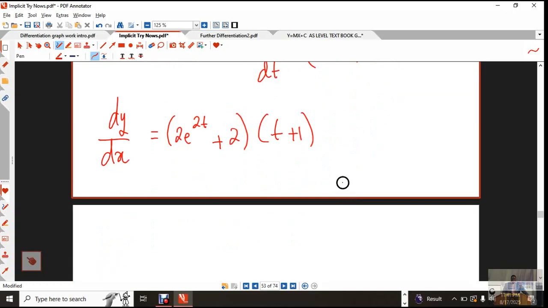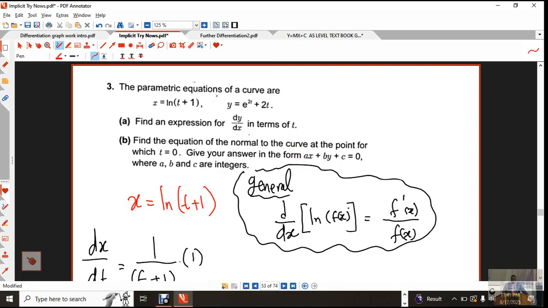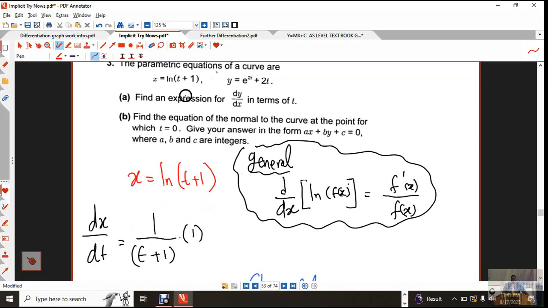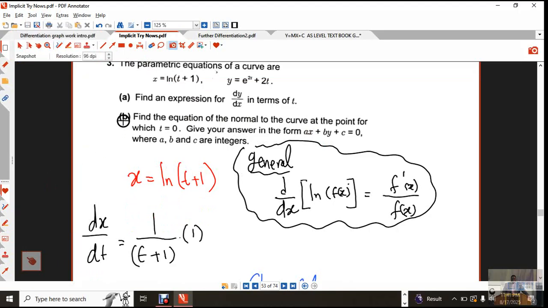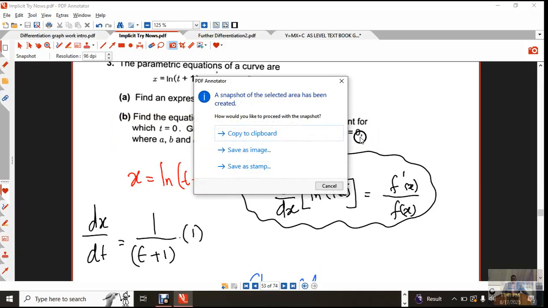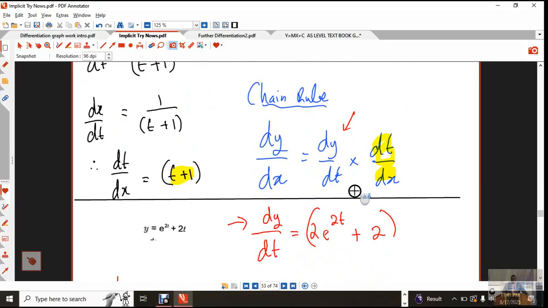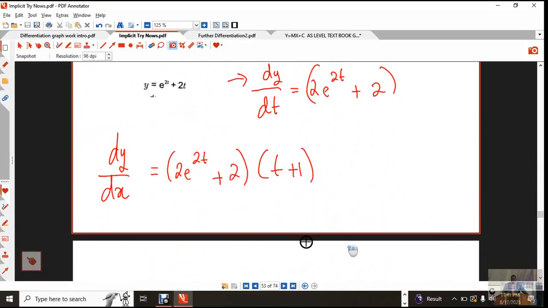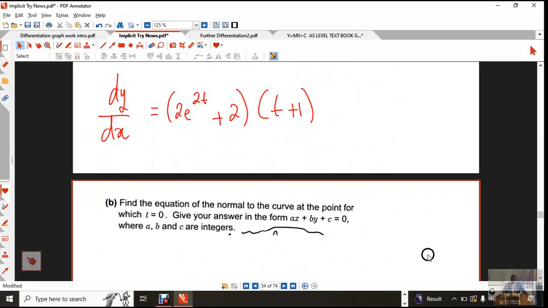Right, what does the question actually want us to do? Let's quickly go back. It says find an expression. We did that, so that's part A. So we need to do part B. We got the expression for dy/dx. So part B, they say find an equation of the normal to the curve at the point for t is equal to 0. Okay, so we need those points as well.